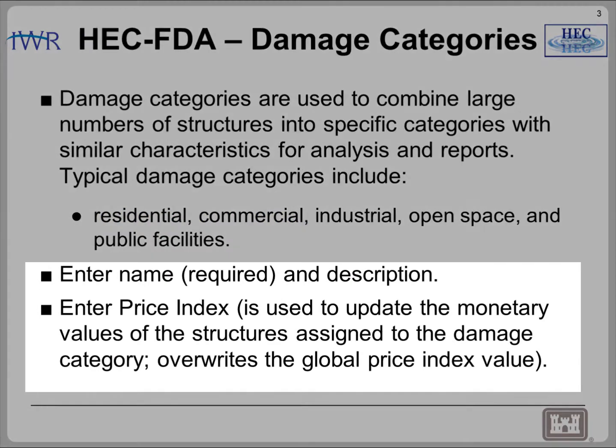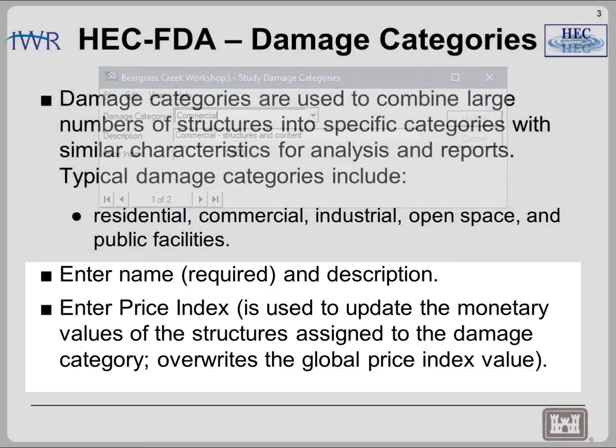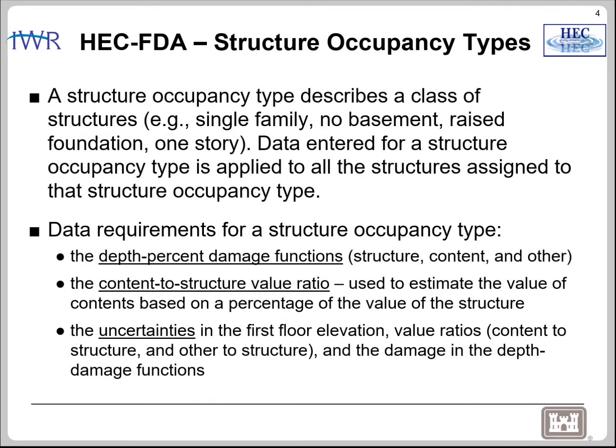When you create the damage categories, you need to enter the name, which is a requirement, and a description. You will also need to enter the price index. This price index is used to update the monetary value of structures that are assigned to the created damage category. In HEC-FDA, the second step is to create the structure occupancy type. You need the damage categories created prior to this step, so make sure you follow the steps in order.